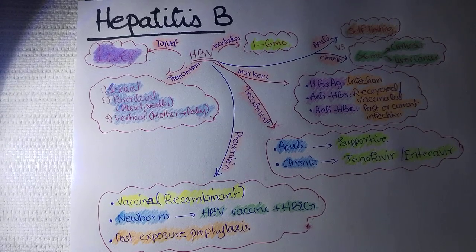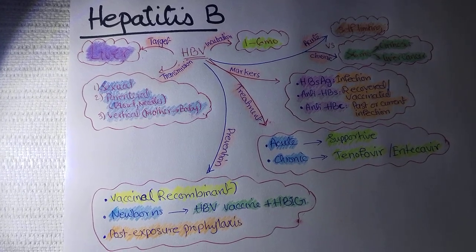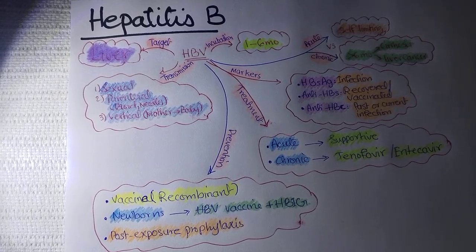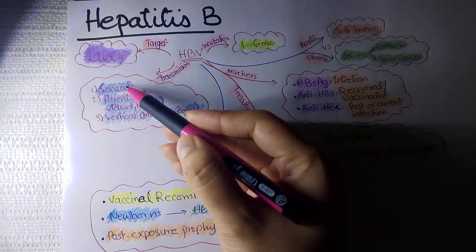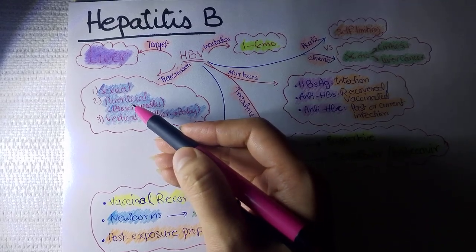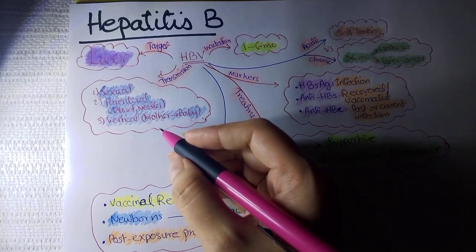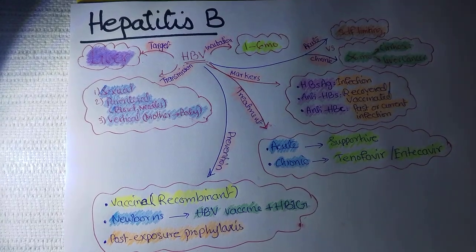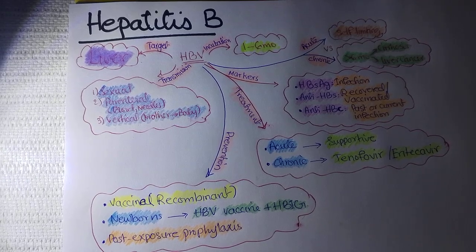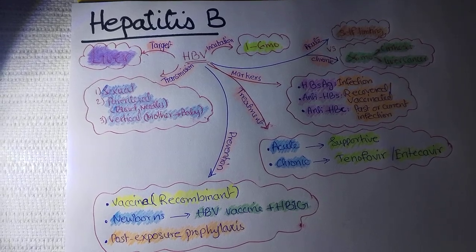So how does it spread? The virus spreads through body fluids, and just remember these three routes. It could be through unprotected contact, or through blood, needles, or transfusion, and it could be from mother to baby. So let's add a fun fact: most adults recover fully, but infants born with hepatitis B virus often develop chronic infections.